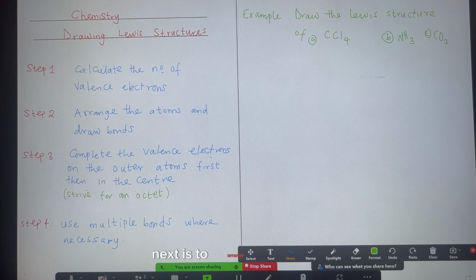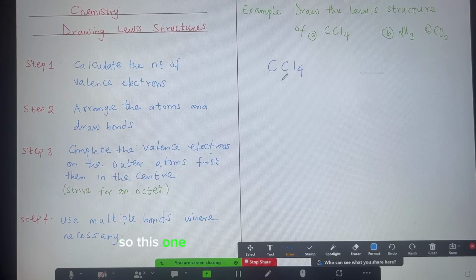Next is to arrange the atoms and draw bonds connecting them. And then the third thing to do is to complete the valence electrons on the outer atoms first, and then you complete in the center. While doing this third step, you would want to ensure that you have an octet of electrons, and by that I mean 8 electrons.